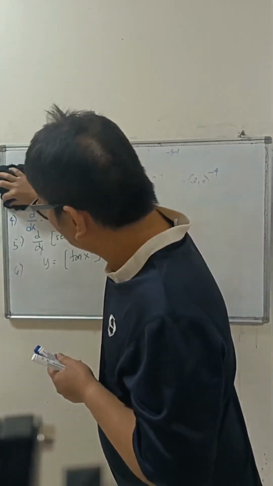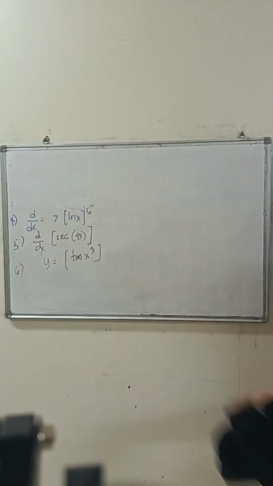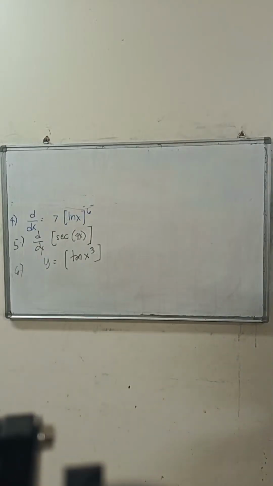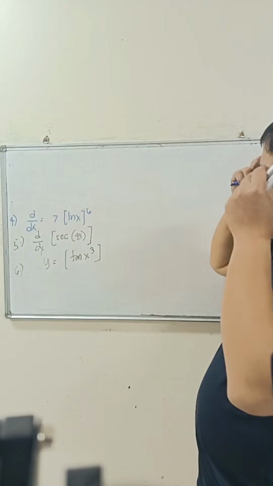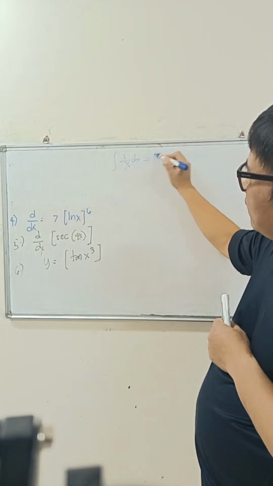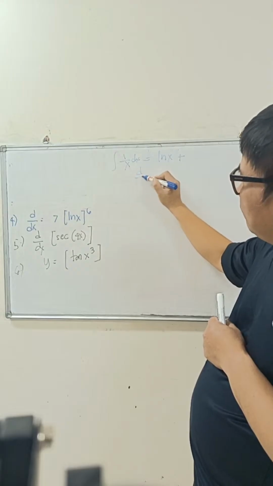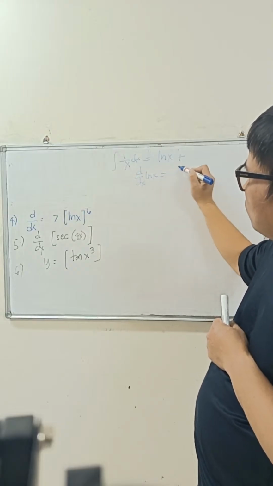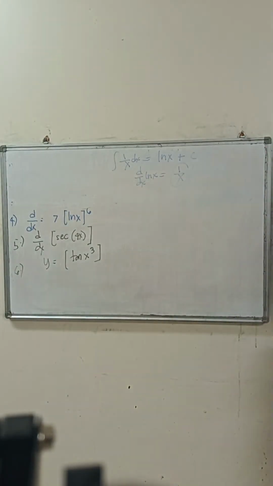Now this one, number 4. If you know the rule, guys, it's a little bit easy. Get the point? Number 4: 7 (ln x) raised to the power 6. If you can remember that the integral of 1/x dx is equal to ln x plus c, since this is differential, we'll say the derivative of ln x is equal to 1/x, because we will take only the antiderivative or the opposite.